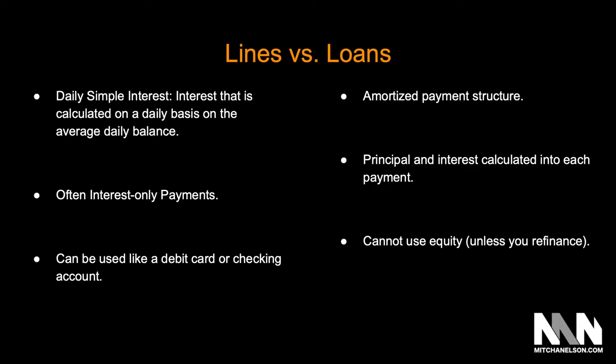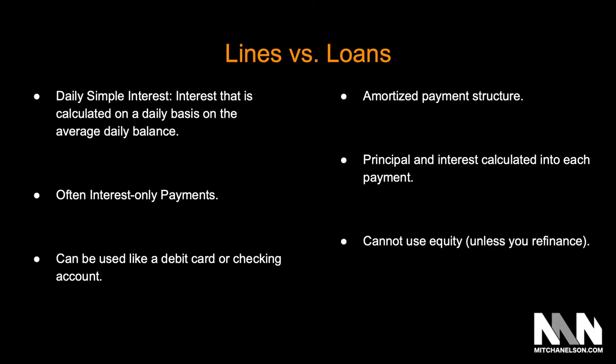Because in lines of credit, interest is calculated daily. When we throw that paycheck in, we're being charged interest on that much less principal than in, for example, a loan. So we use the daily simple interest element to our advantage.